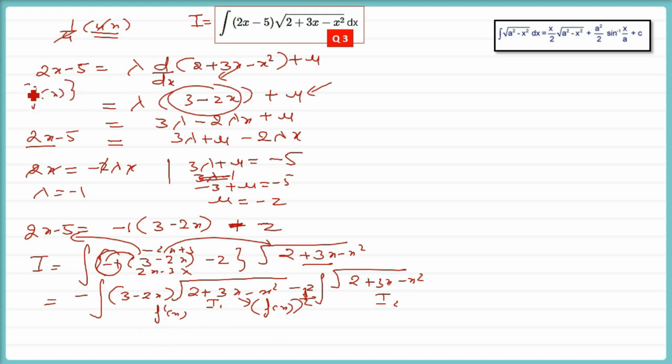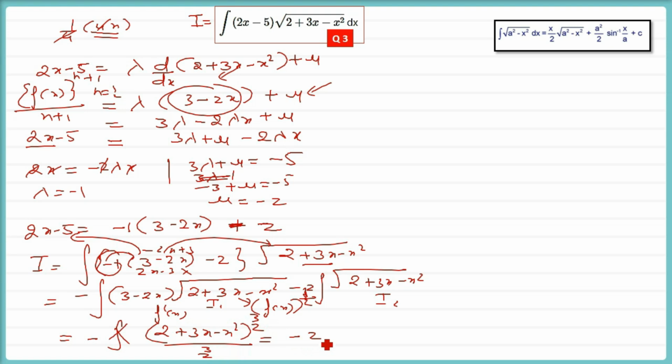And you know that f dash x into f(x) to the power n becomes f(x) to the power n plus 1 by n plus 1. What is f(x)? 2 plus 3x minus x square. This is our function. What is the power? n plus 1, it's half plus 1, which is 3 by 2. So what you are going to get in the denominator? n plus 1, half plus 1, which is 3 by 2. You have a negative outside, and this is equal to, because 3 by 2 will become 2 by 3 in the numerator, negative 2 by 3 into 2 plus 3x minus x square to the power 3 by 2. Now this is your I1, the left part of I. The first part we have solved.